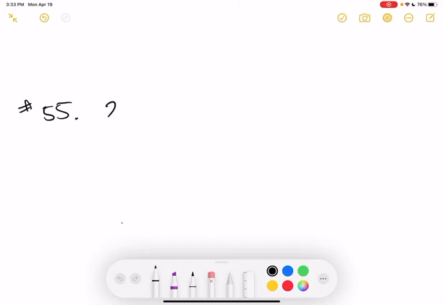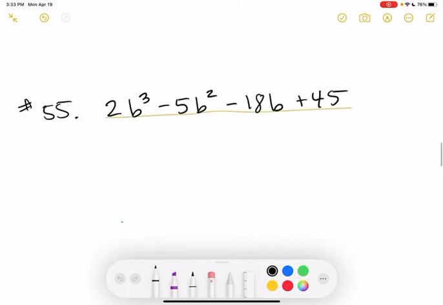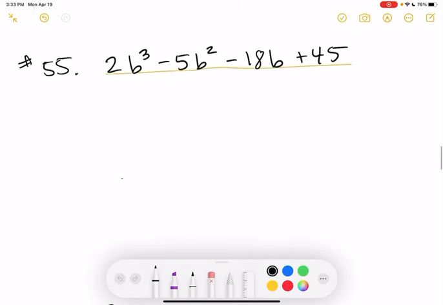So 2b cubed minus 5b squared minus 18b plus 45. Let me double check that I wrote it down right this time. 2b cubed, 5b squared, 18b. Okay. All right. Let's try this again.